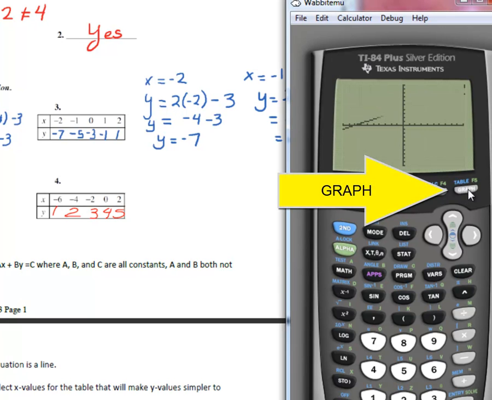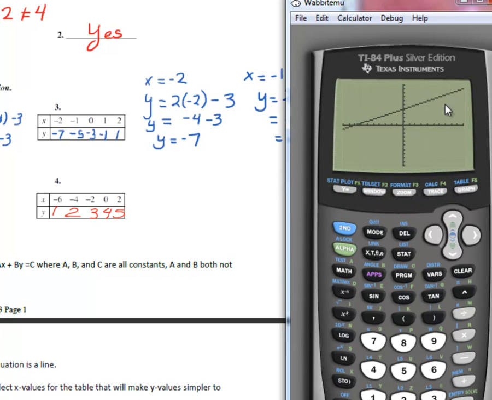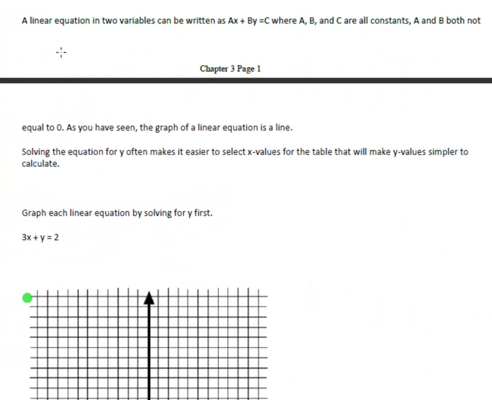Let's look at the graph of this linear equation. It's probably not a surprise, since we've been calling it a linear equation in 2 variables, that its graph is a line. So a linear equation in two variables can always be written in this form: ax plus by equals c, where a, b, and c are the coefficients. They are numbers, and we don't want both a and b to be 0. And we've already discovered that the graph of a linear equation is a line. And also we can see that solving the equation for y certainly makes it easier to use our graphing calculator to get our table of values.